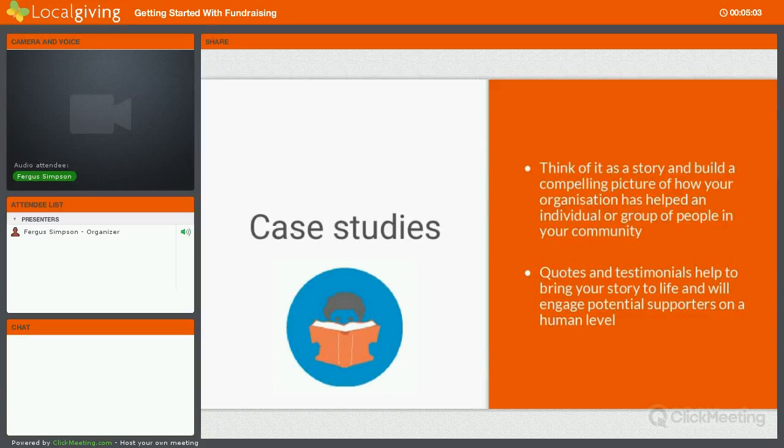It's also worth thinking about case studies. It's a story that can build a compelling picture of how your organisation has helped an individual or a group of people in the community, and quotes and testimonials can help to bring a story to life and engage potential supporters on a more human level. Now, if your organization works with vulnerable people and you may not be able to use your beneficiaries as a case study, think about trustees or volunteers that can give a case study for why they are involved in your organization and the benefits that you have on the community.